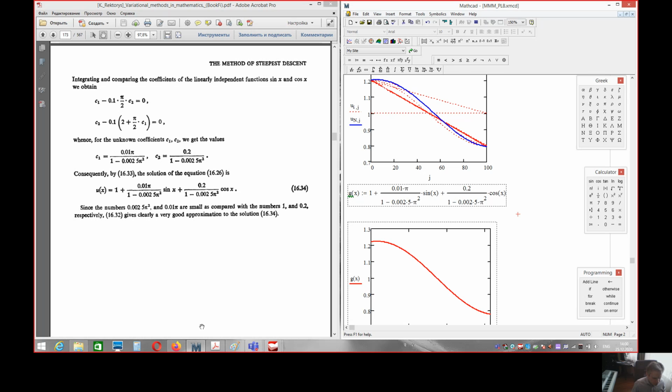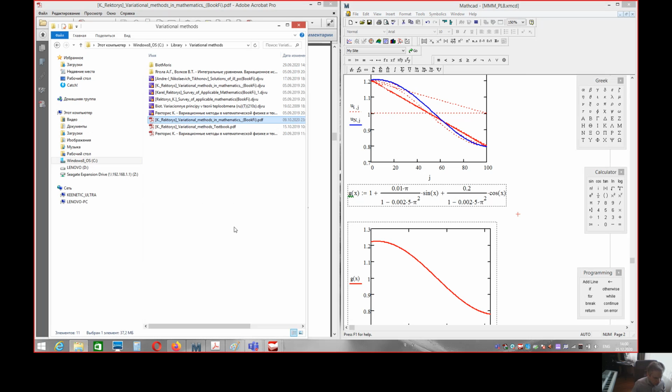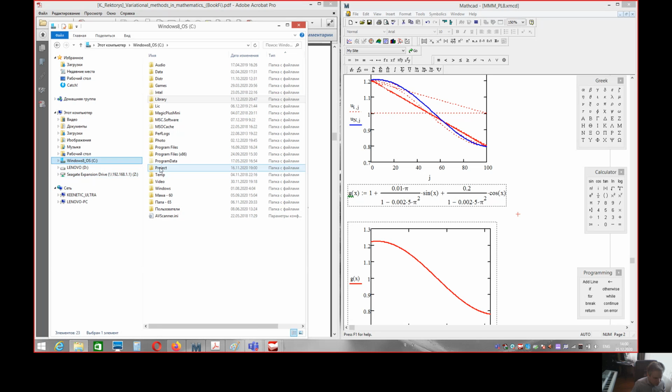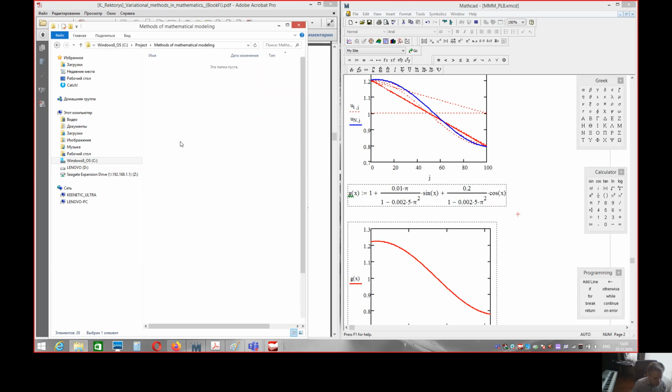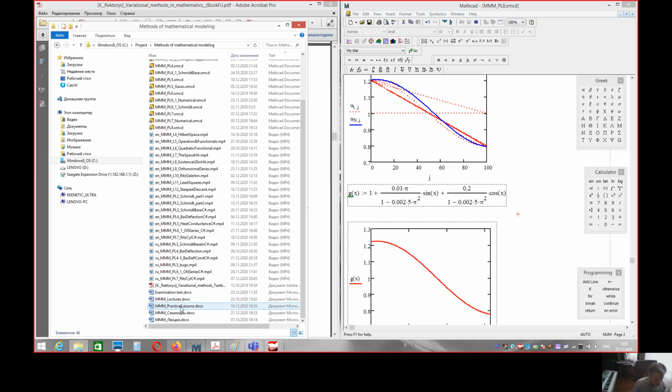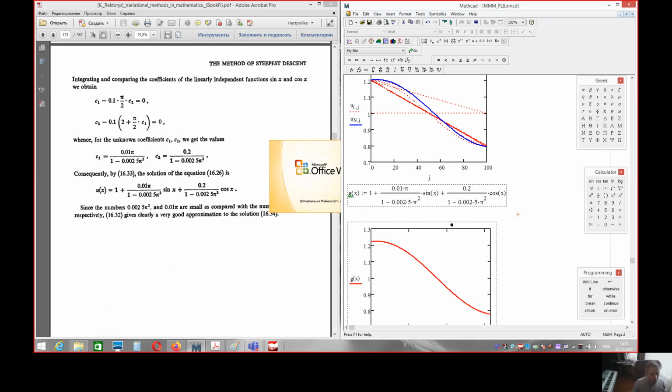The second problem on the method of steepest descent is more complicated and has some physical sense. So let me open it. Just a sec, please.